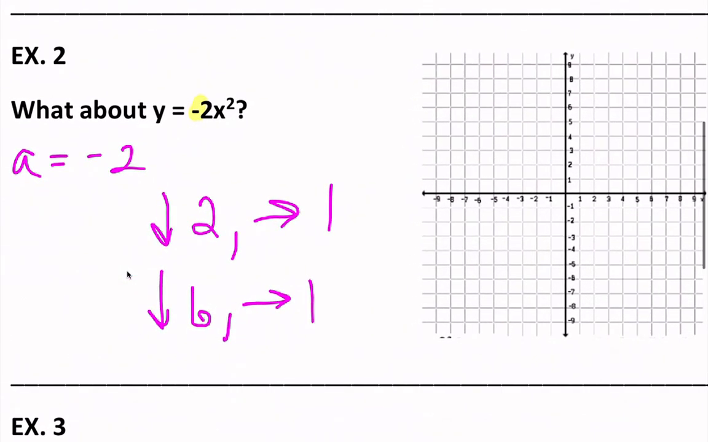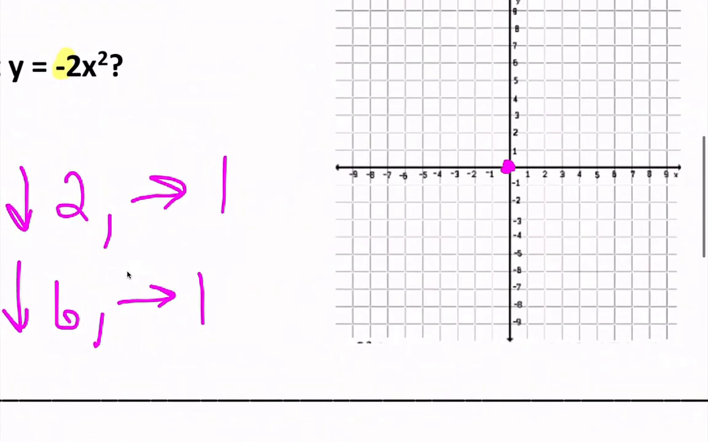All right, so I'm going to put my point on the origin. I'm going to zoom in a little bit more. And I said I'm going to go down 2 over 1. And then from there, I'm going to go down 6 over 1. So remember, a parabola is symmetric, so what I do one way, I have to do the same thing the other way.